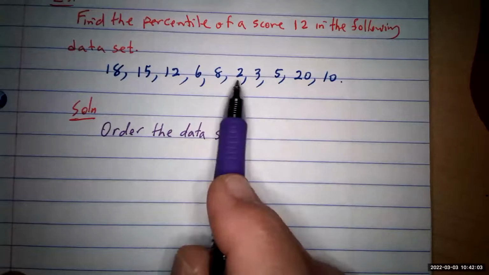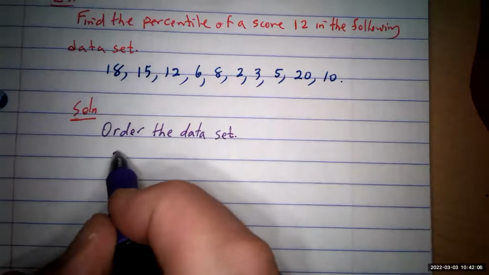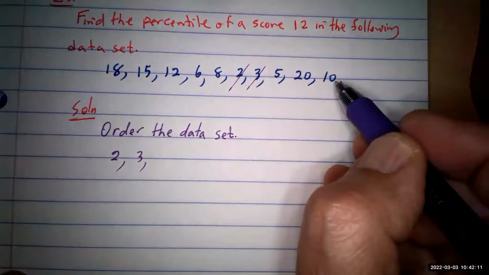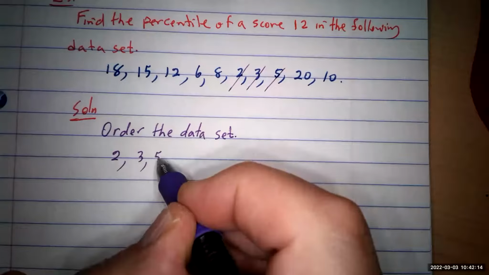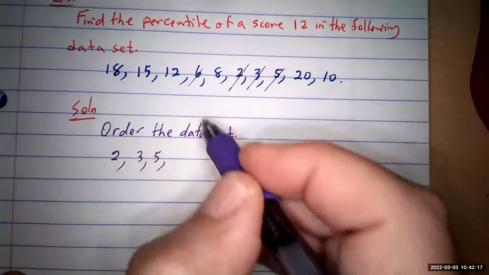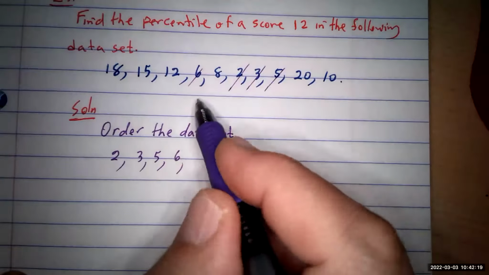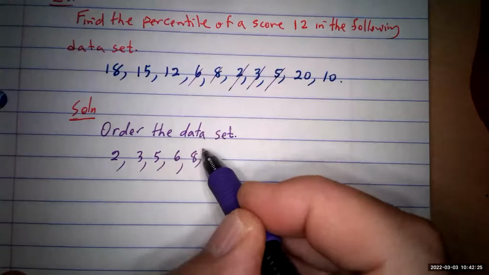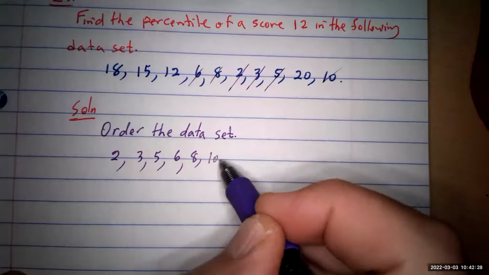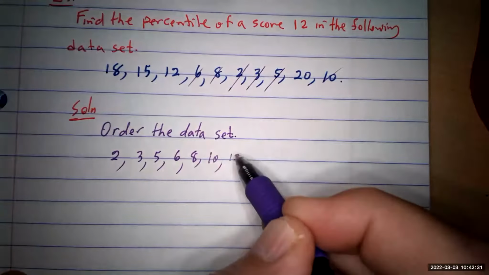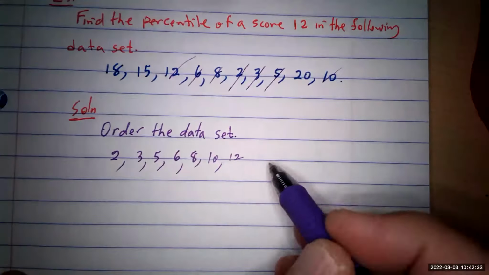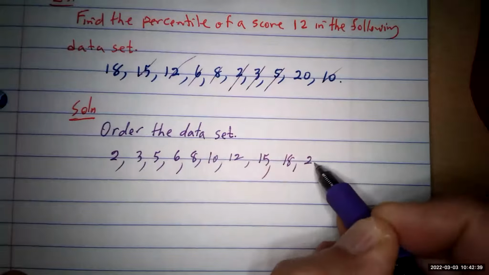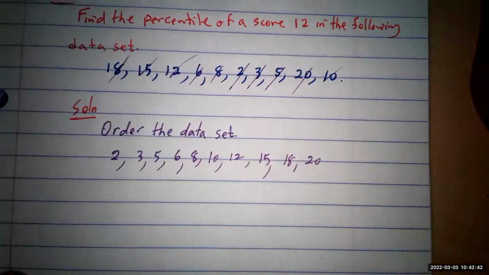From the smaller one to the bigger one, the smallest one is going to be 2. Then you get the 3. Okay, 2, 3, then you get the 5. Okay, 5, then we have 6. Then you have 8. The next number is going to be 10. Okay, 10, 12, 15, 18, and 20. So this is how we order the set.